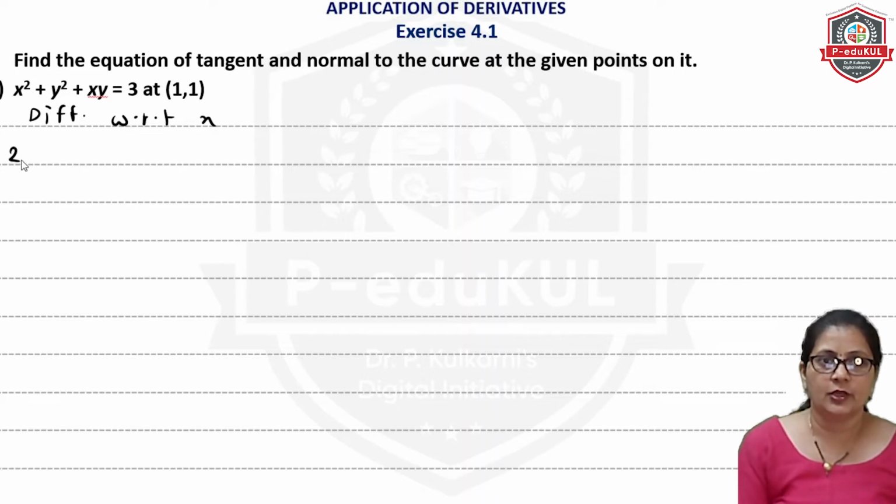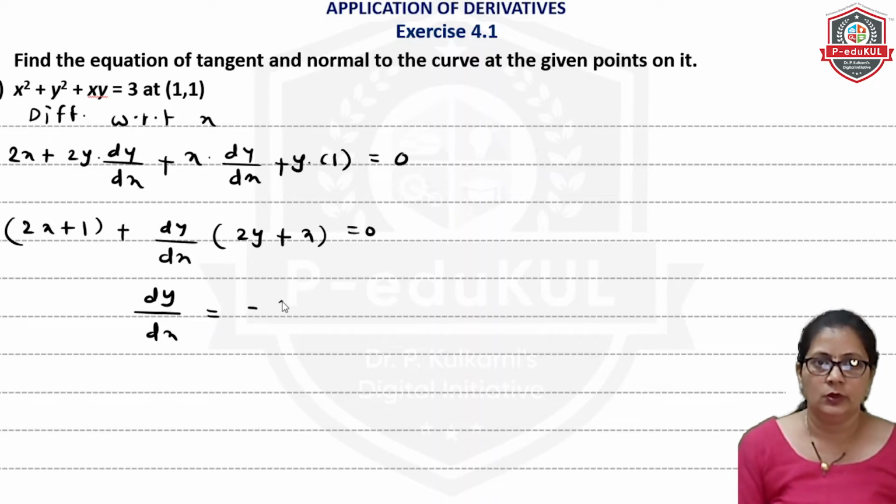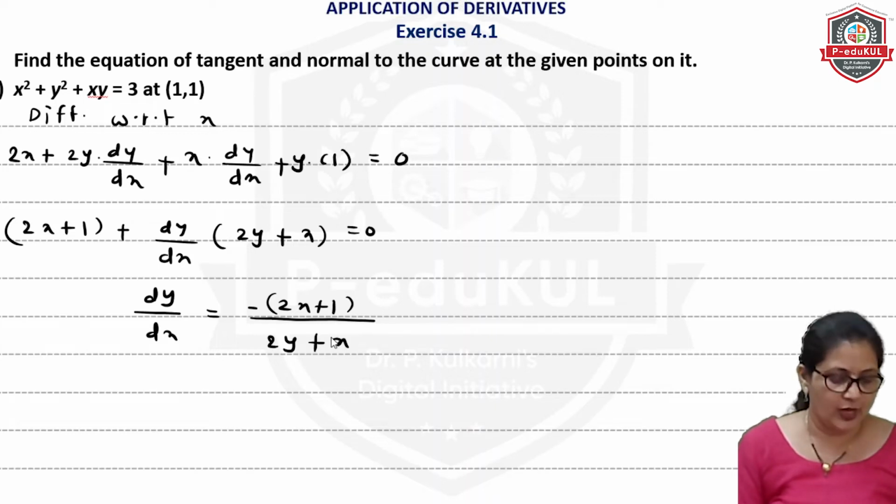So here I will get 2x, 2y dy/dx, plus x into the derivative of y with respect to x, plus y into 1 is equal to 0. So I will get (2x + 1) into bracket, then I will take dy/dx common, and I will get (2y + x) is equal to 0. Hence dy/dx is equal to minus (2x + 1) divided by (2y + x).